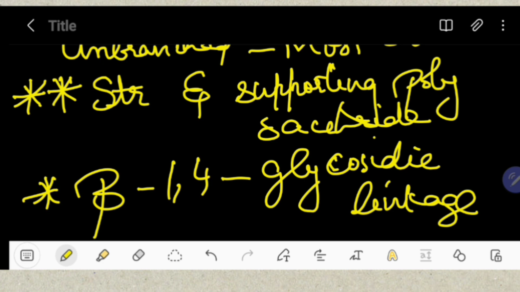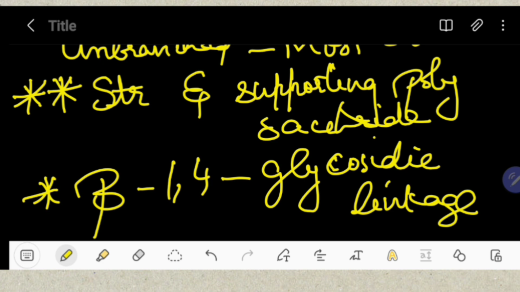Maltose is a disaccharide. It shows alpha 1,4 glycosidic linkage. So if a disaccharide is showing alpha glycosidic linkage, then some other saccharide will be showing beta glycosidic linkage, and that saccharide is a polysaccharide, that is cellulose. Cellulose is showing that beta 1,4 glycosidic linkage, and it is a structural and supporting polysaccharide.